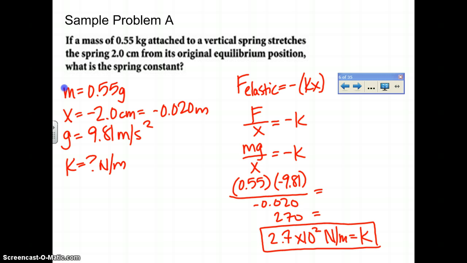Okay, so now you want to try your practice problems, which I will give you marked in our problems on my teacher page.